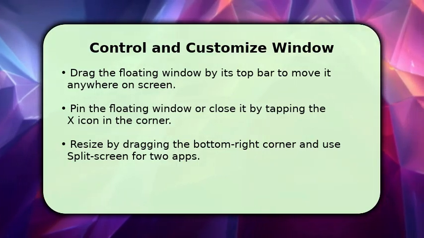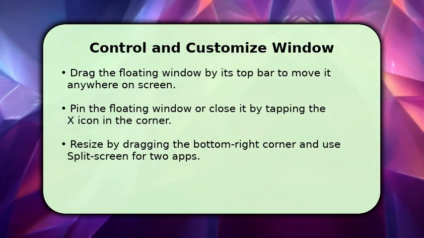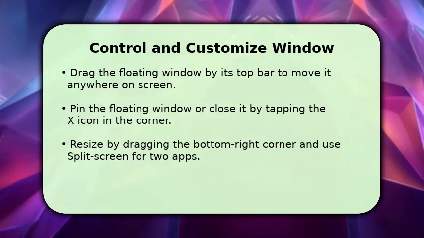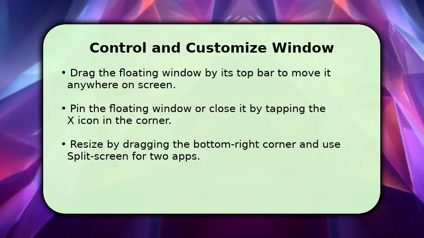Use the three-dot menu on the window to switch to split screen or to send the window to full screen. To disable floating windows, revoke overlay permission in app settings.